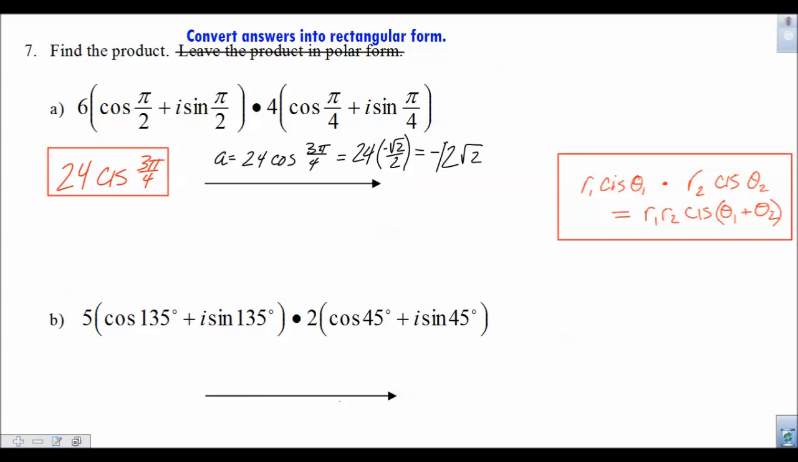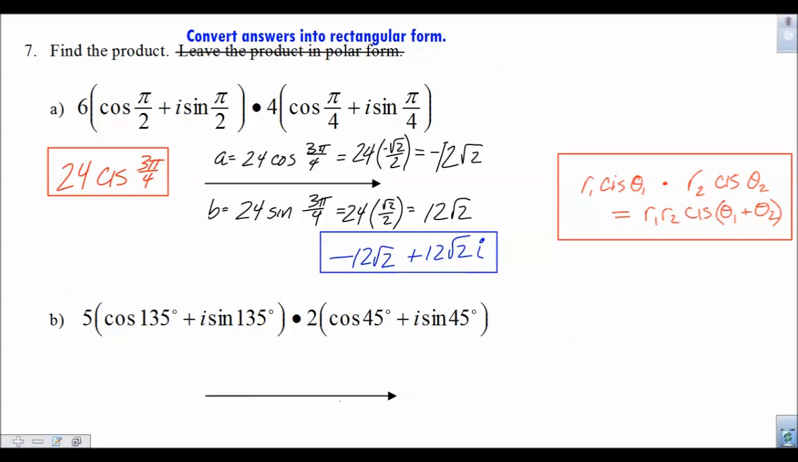Now we move on to sine as a way to find b. Realize that the only thing that really changes is the fact that we go from negative square root 2 over 2 to positive square root 2 over 2 because we're in the second quadrant. Sine must be positive. So the only thing that ultimately changes here going from cosine to sine is that we now have positive 12 square root of 2.